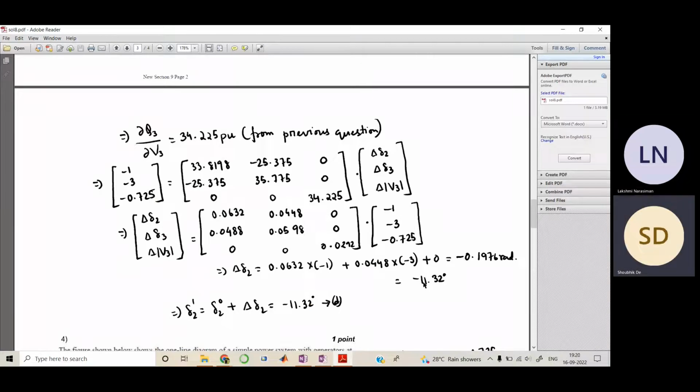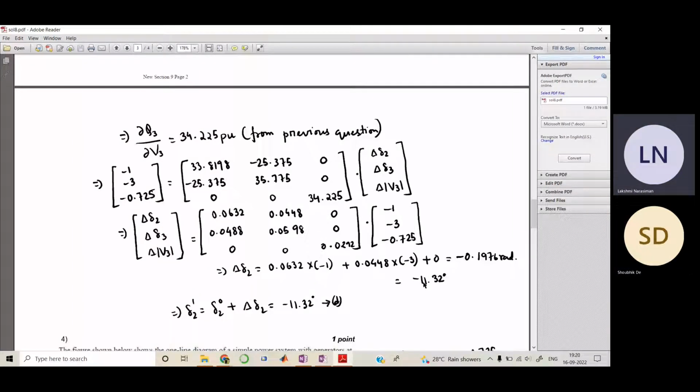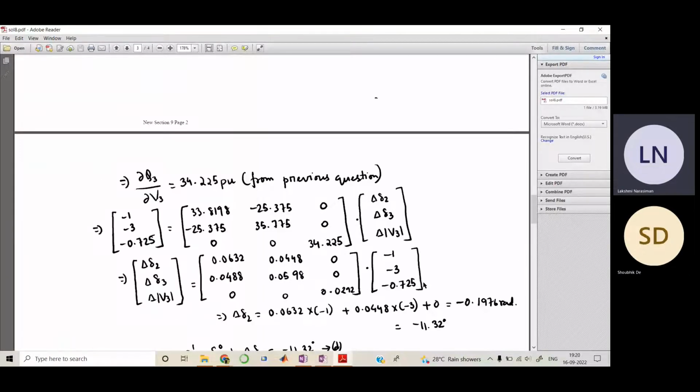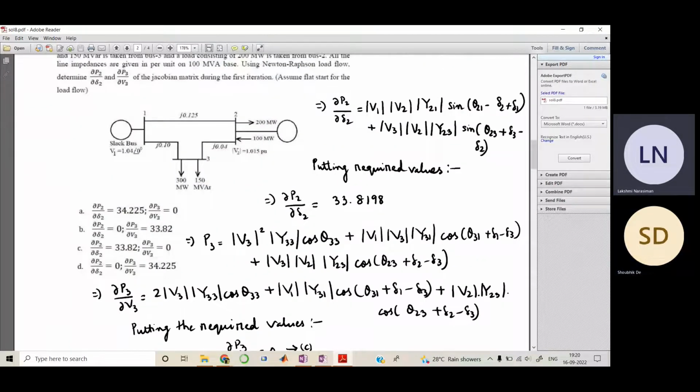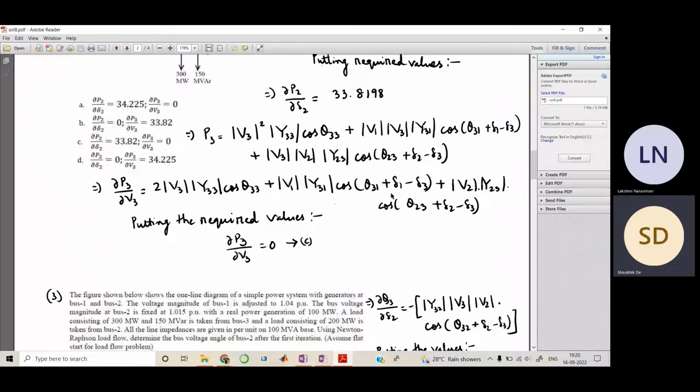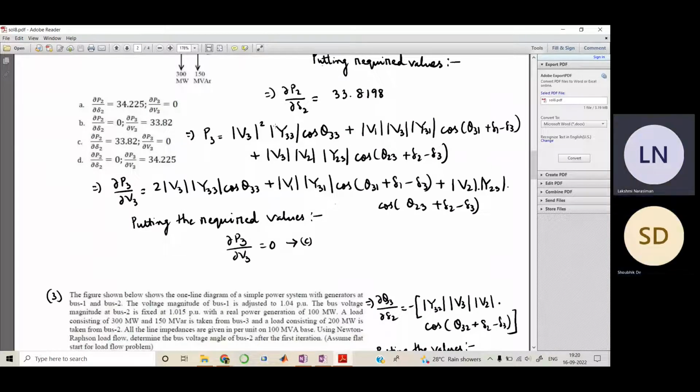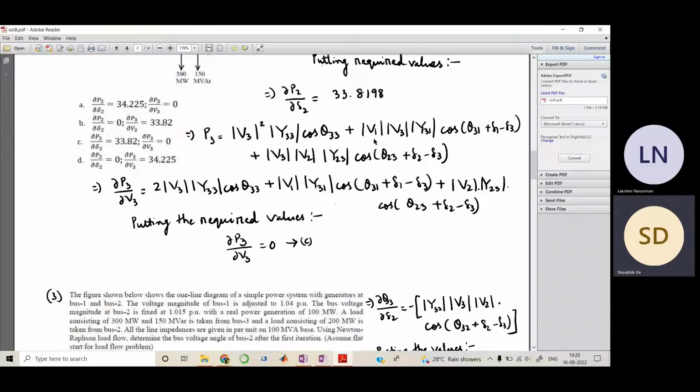So this was problem number 3. This delta P3, how is that calculated? I think the schedule is given as -3, and the calculated value. So you have this P3 equation. You calculate it, you put all the values here, and it is coming out to be 0.